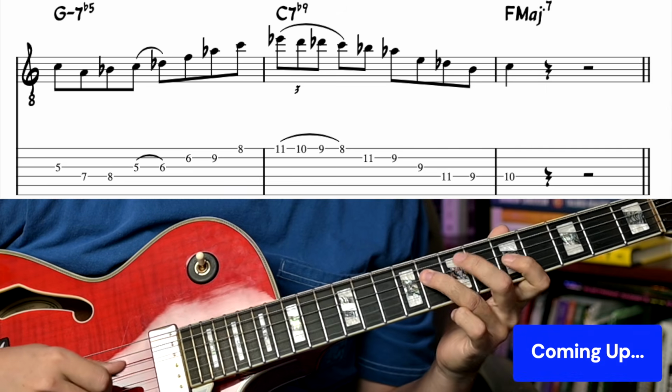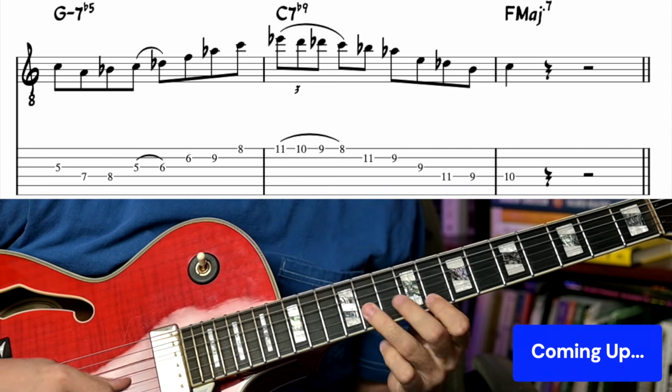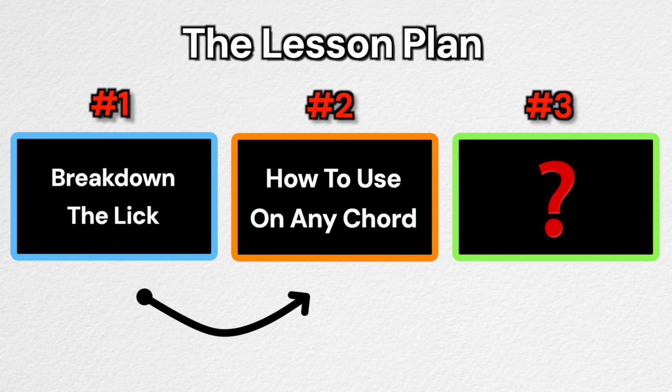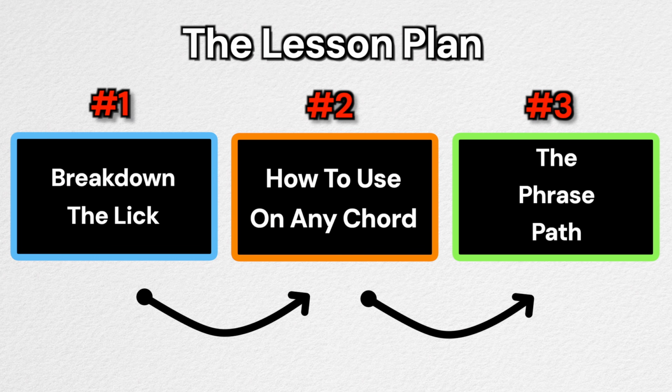Now, if you're listening closely, you might notice that all of these lines sound so similar. And that's because they're the same phrase path. And we're going to get into what it means for it to be a phrase path versus just a lick. Now, I'll show you the lick, I'll break it down. Then what we'll do is go through this on different chords, so you can use this same phrase on different chords. And then finally moving it around as a phrase path.